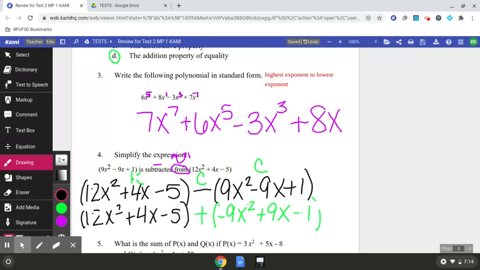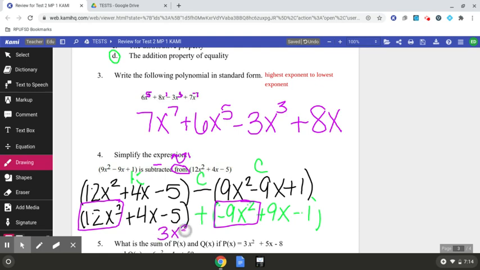And then what you're going to do is now combine like terms. Like terms have to have the same variable and exponent. So 12x squared plus a negative 9x squared would give us 3x squared. 4x plus 9x would be 13x. And then negative 5 and negative 1 would be negative 6. So your answer would be these three terms down here.